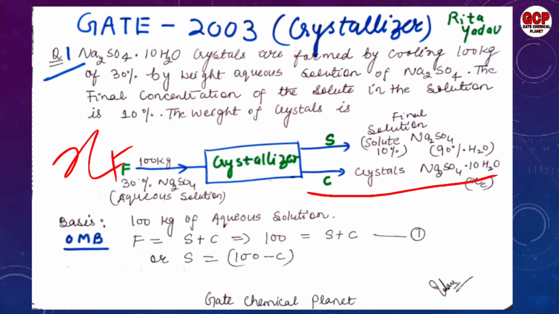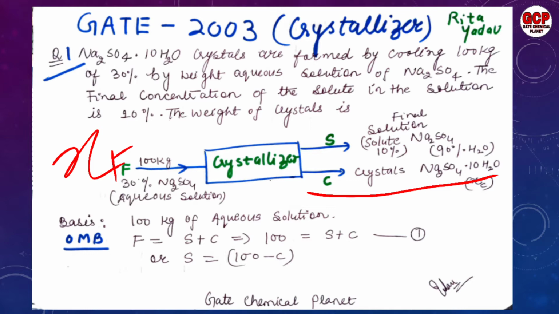Now we will come to the solution side. In the final solution we get the solute and the water. It is mentioned that the solute is 10% in the final solution. So how much water is present? Quite obvious, 90% is water. And in the crystal, Na2SO4·10H2O crystals are formed. In the question, the C value is asked, the amount of crystal formed.